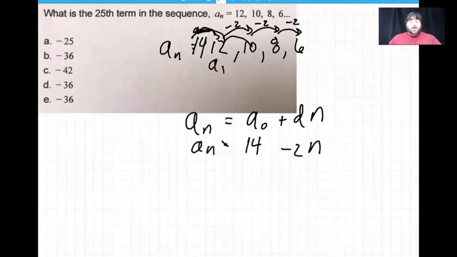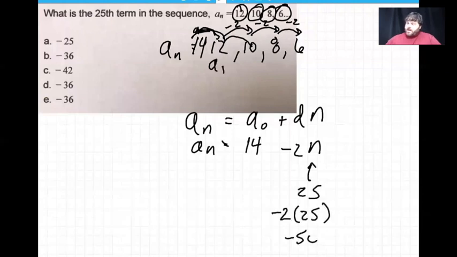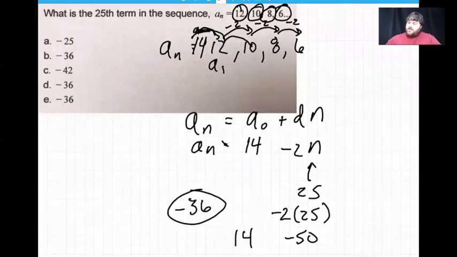Again, you can check by plugging in n equals 1, you'll get 12. Plug in n equals 2, you'll get 10, n equals 3, 8, n equals 4, you'll get 6. You'll get those terms in the sequence. That's how you can check that you did it correctly. All we got to do now, plug in 25. So negative 2 times 25, that's negative 50. I want to add 14 to that. That's going to be negative 36. There you go, negative 36.